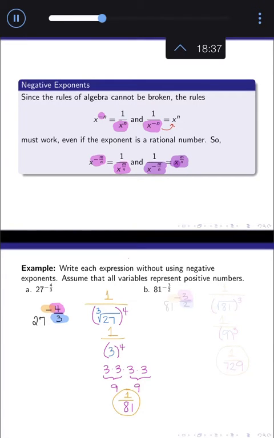Let's look at another problem. Let's look at B. On B, we have 81 to the negative 3/2. Again, we'll start the same way, looking at the denominator of the exponent. Well, that's going to tell us, again, what kind of root we're going to look at first, which is a square root of 81. Well, the square root of 81 is 9. Well, then I'd have to deal with the numerator, the top part, which is cubing whatever we just got out.